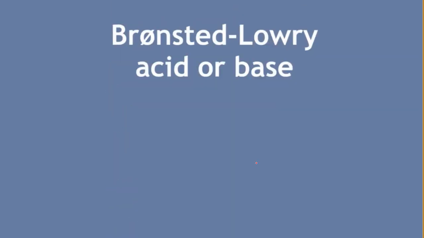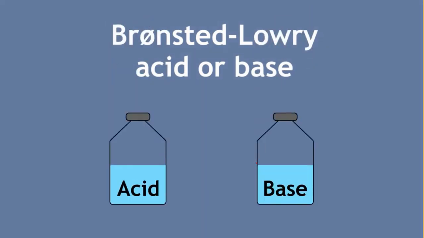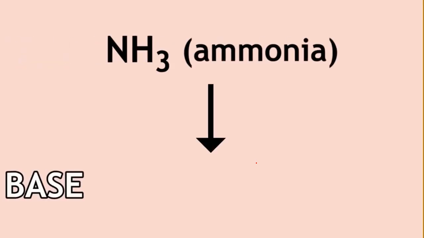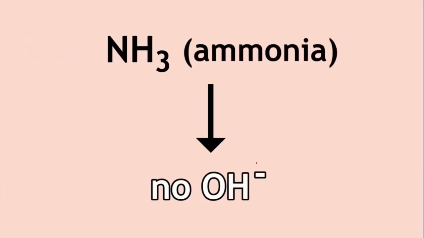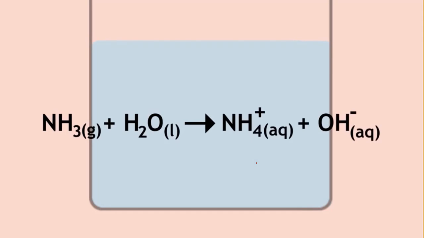Notice that the definition of a Bronsted-Lowry acid or base is not a function of pH. So an acid-base reaction, according to the Bronsted-Lowry theory, involves the transfer of a proton from one substance to another. In the introduction, we mentioned that ammonia acts as a base even though it does not release hydroxide ions, which is stipulated in the Arrhenius theory. When ammonia dissolves in water, it accepts a proton from water. Notice that this reaction also involves a proton transfer.